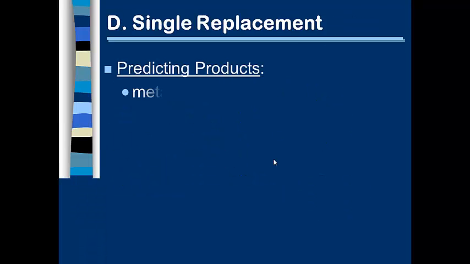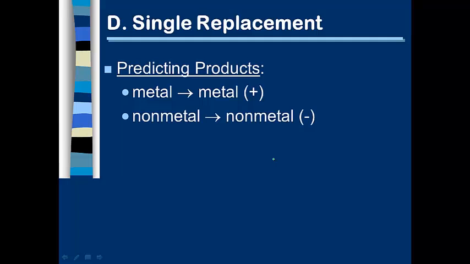Okay. All right, now single replacement. There's 3 types of single replacement. Remember, you've got a metal replacing a metal. Actually, this should say or hydrogen. You've got a nonmetal replacing a nonmetal, and that's it.